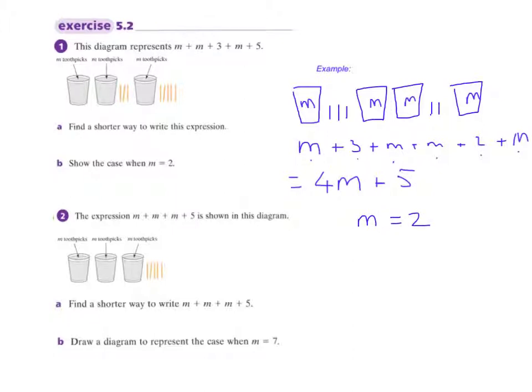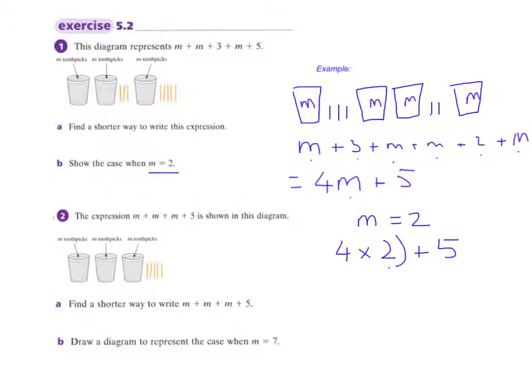So now, if I said m equals 2 and I wanted to find it out, that's where this part is. If you remember, I can do it 4 times 2 plus 5, or I could do 2 plus 2 plus 2 plus 2 plus 5. I'm going to do 4 times 2, because my m is 2, and I know I've got 4 m's, so I've got 4 lots of 2, plus my 5.